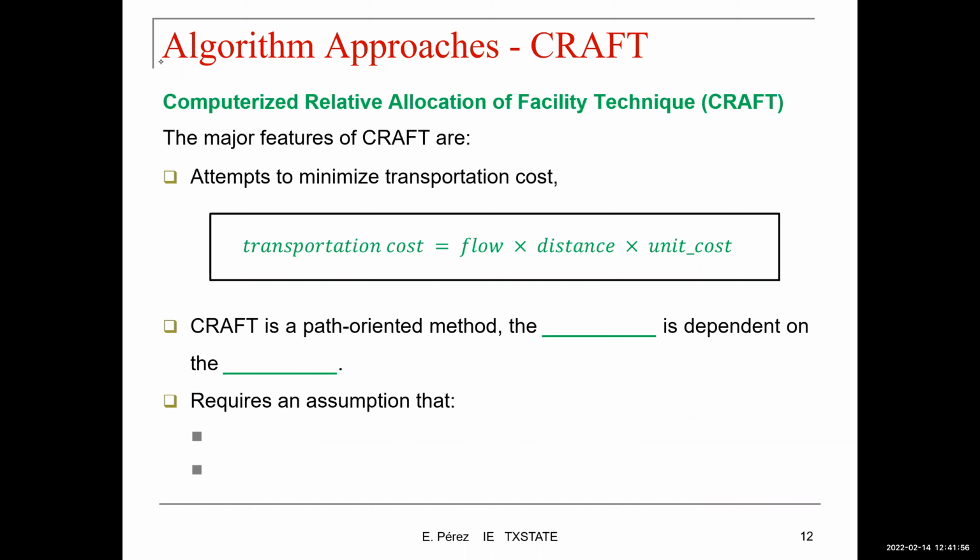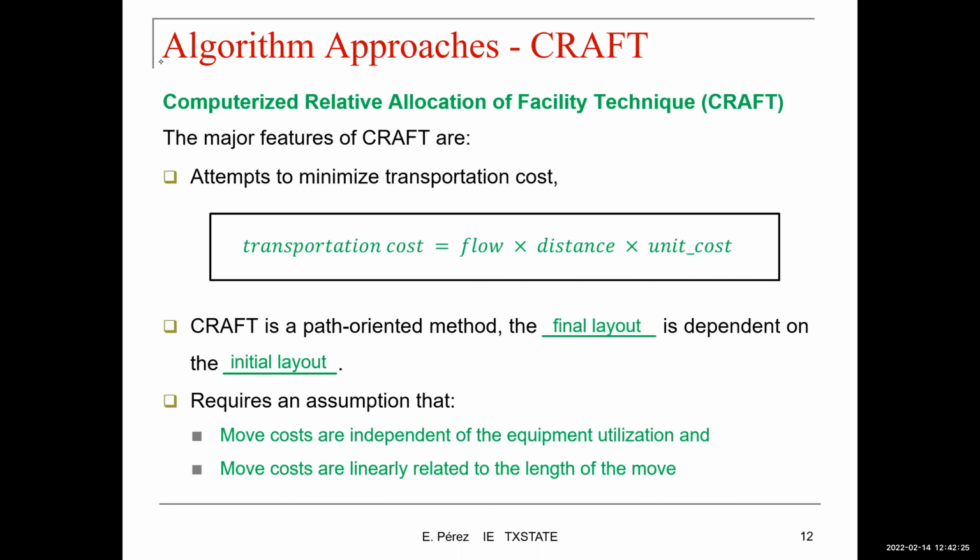CRAFT is a path-oriented method. The final layout is dependent on the initial layout. So again, in CRAFT, you need to have something to begin with. This is not a construction algorithm. This is an improvement algorithm. So you start with an initial layout, and then you perform the iterations to see if you can improve that flow or transportation cost in this case.